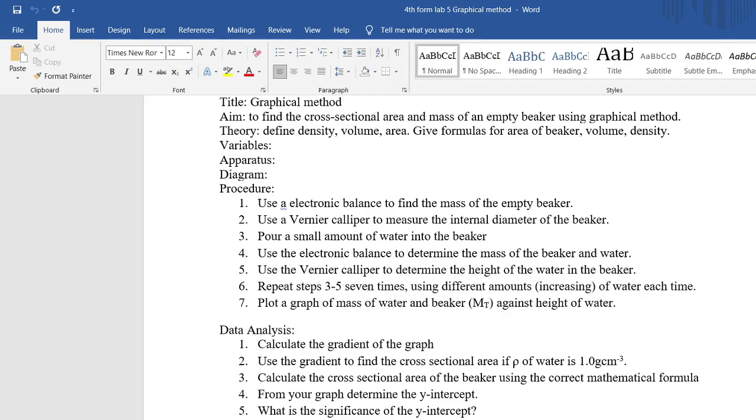Okay, the conclusion is very important. We expect you to tell us, from the graphical method, the mass of the empty beaker as well as the cross-sectional area, and this is the bulk of where you'll be getting your marks from.